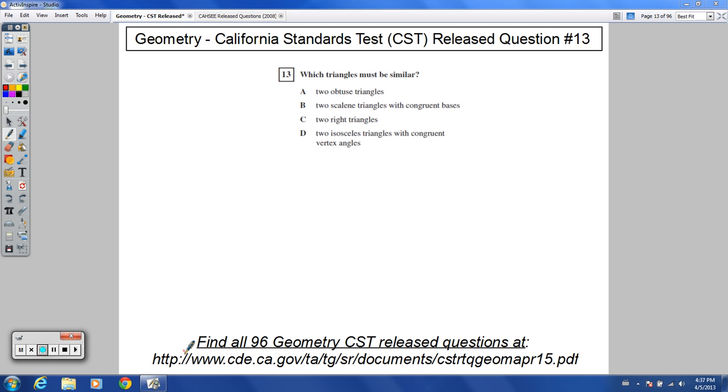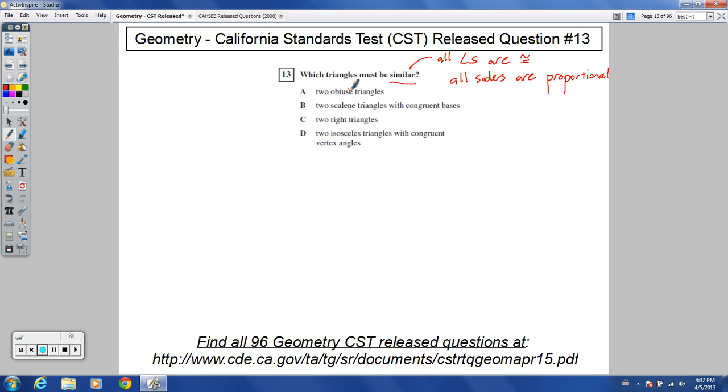Welcome to question release question number 13 for the California Standards Test for Geometry. It says which triangles must be similar. So similar, remember, means that all angles are congruent and all sides are proportional. So which one does that hold with?